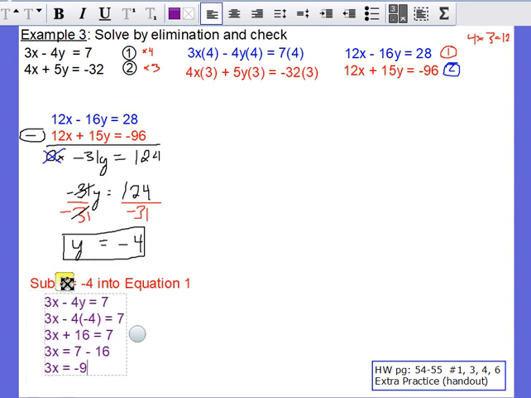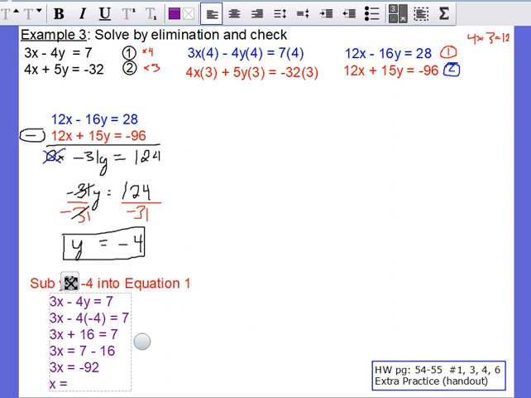We divide each side by 3. Sorry, not negative 92, negative 9. Divide each side by 3, and we should get x equals negative 3. So therefore, we can say the point of intersection is at negative 3, comma, negative 4.